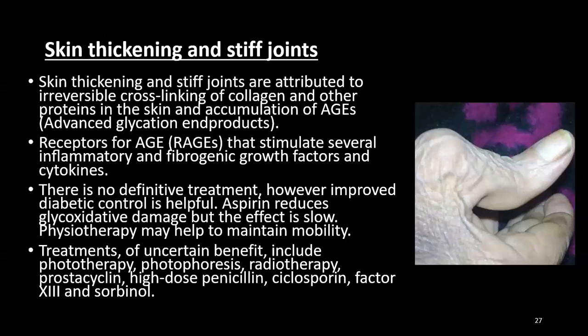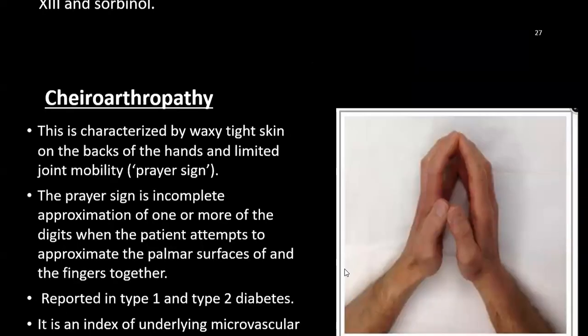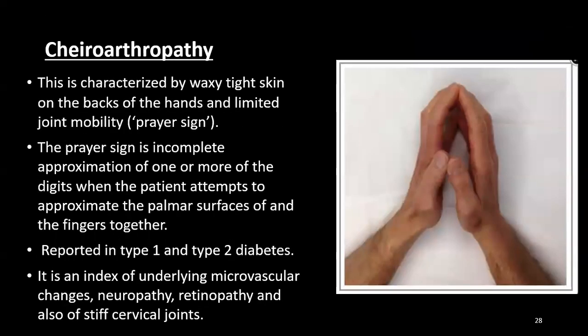Treatment is of uncertain benefit and includes phototherapy, photopheresis, radiotherapy, prostacyclins, high-dose penicillin, cyclosporin, factor 13, and sorbinil. Cheiroarthropathy is characterized by waxy, tight skin on the back of hands and limited joint mobility. Prayer sign: the prayer sign is incomplete approximation of one or more of the digits when the patient attempts to approximate the palmar surfaces of both hands together.